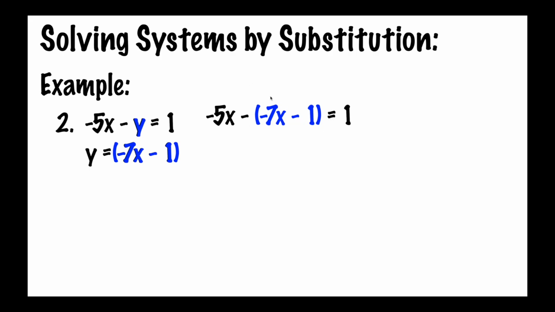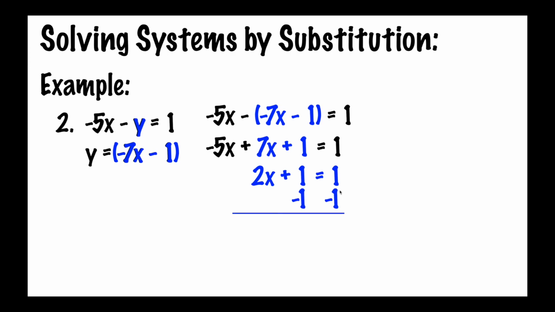From here, we can go ahead and distribute the negative to both. That gives us negative 5x plus 7x plus 1 equals 1. We can combine like terms here, which gives us 2x plus 1 equals 1. We want to move our constant over. Subtracting 1 is going to give us 2x is equal to 0.